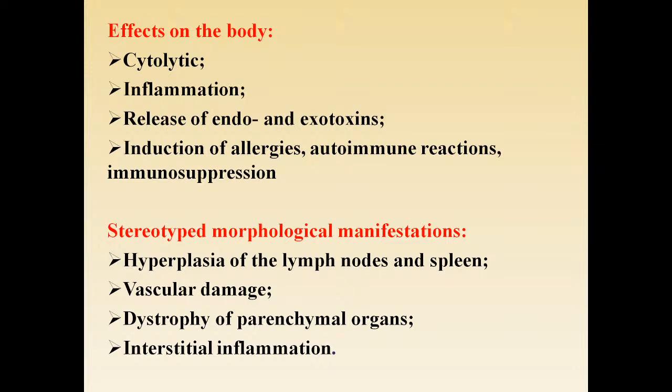General morphological manifestations, stereotyped manifestations on the body: hyperplasia of lymph nodes and spleen, pathological effects on the organs of immunogenesis, vascular damage, dystrophy of parenchymal organs, and interstitial inflammation.